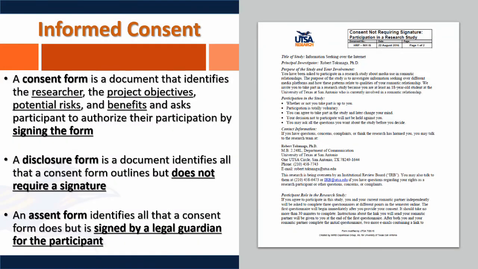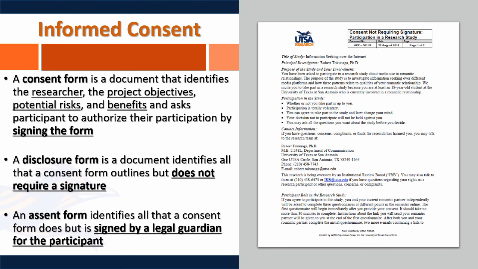Informed consent acknowledges each potential research participant as an autonomous individual who can make his or her own choices about whether or not to participate in the research project, free from coercion. The consent form is the physical manifestation of informed consent. The form documents who the researcher is, explains the goals or objectives of the study, the possible risks, the benefits, and what is expected of the participant.